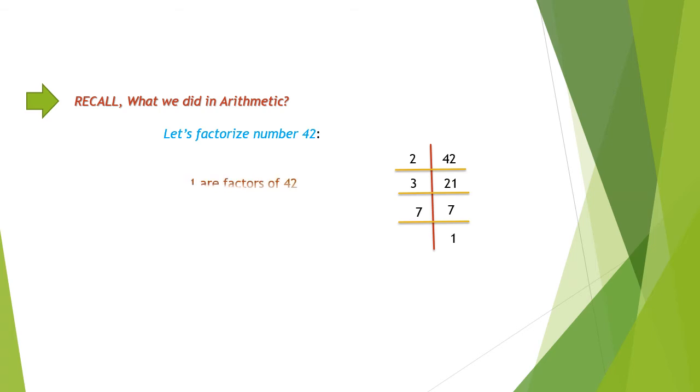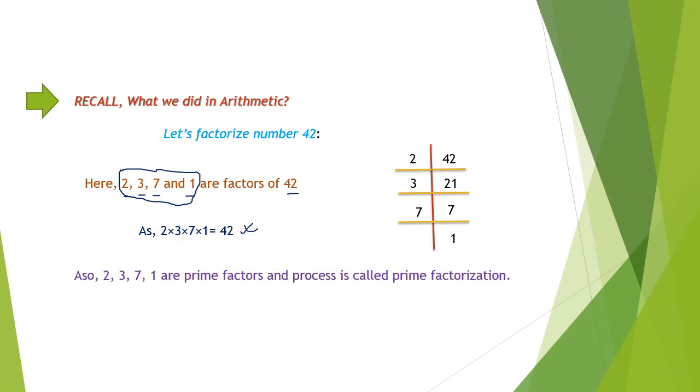Now what can we conclude here? 2, 3, 7 and 1 are the factors of 42. Why do we call them factors? If we combine these factors together, will they give us the original number 42? Let's see: 2 into 3 into 7 into 1 is 42, isn't it? Also 2, 3, 7, 1 are prime factors, and this process is called the prime factorization process.